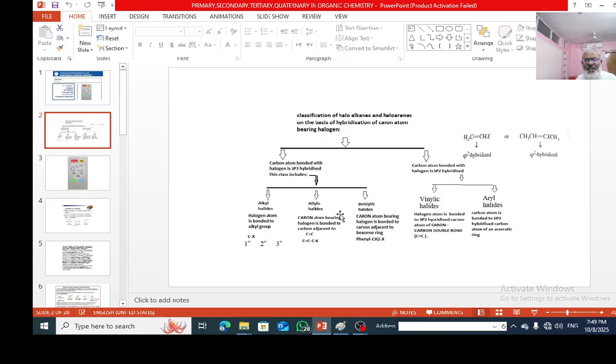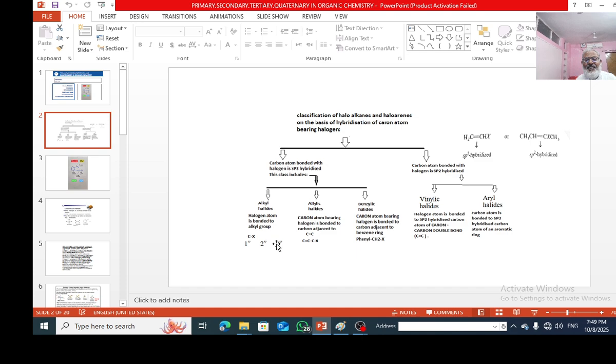Alkyl halides are known as primary, secondary, and tertiary. Primary means the carbon is bound with one other carbon. Secondary means the carbon under consideration is bound by two other carbon atoms, and tertiary means the carbon is bound by three carbons from three sides. These are called tertiary.